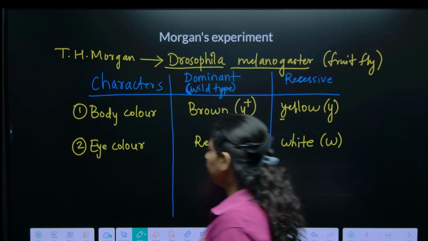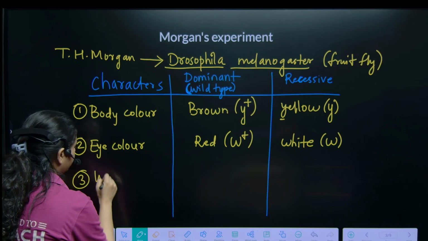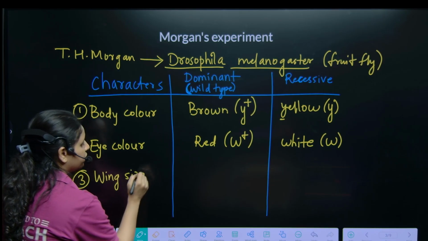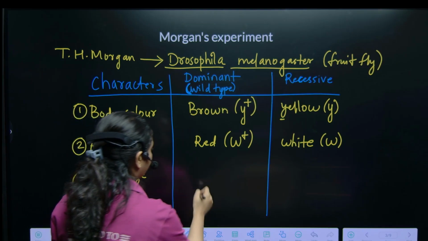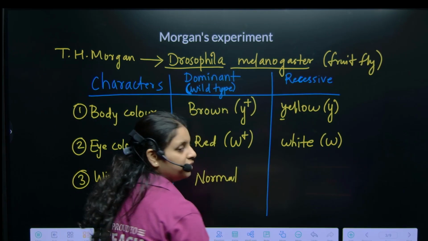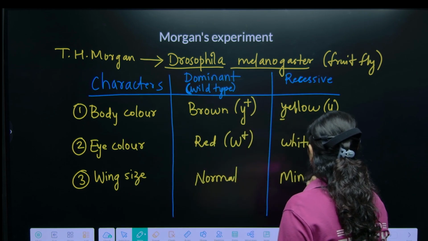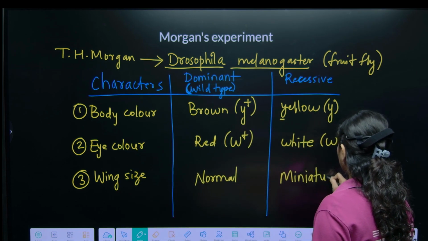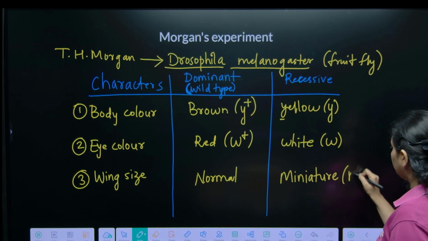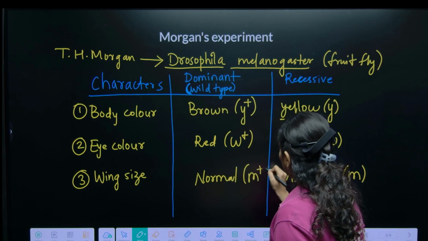Okay. Next, third character, we have the wing size. Either we could have normal size or the miniature, mini size, small size. Miniature. So again, first letter of the recessive trait. So M will be miniature and normal will be M plus.